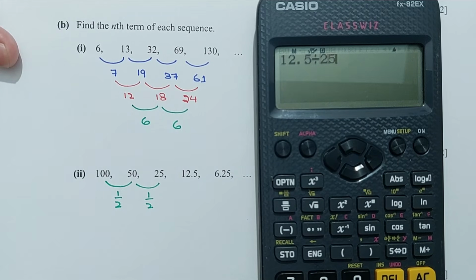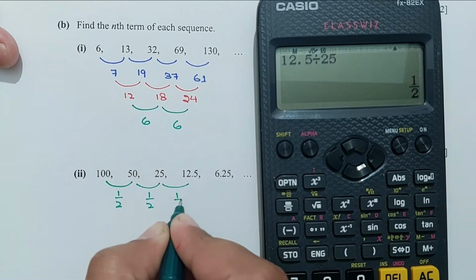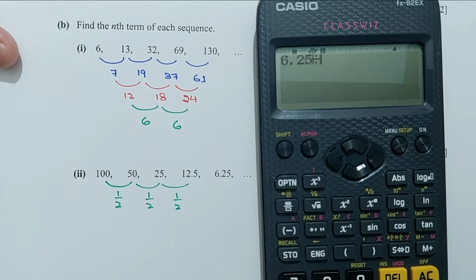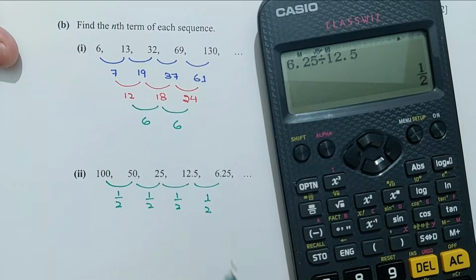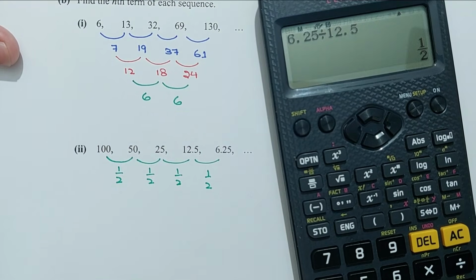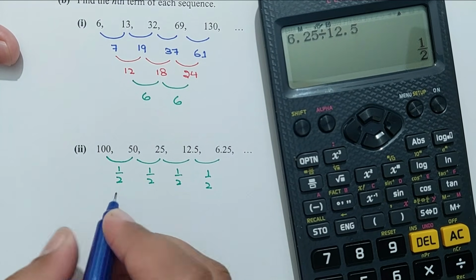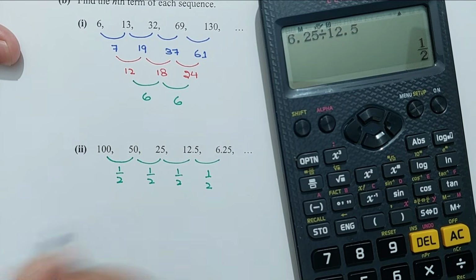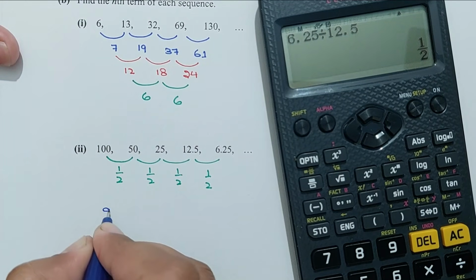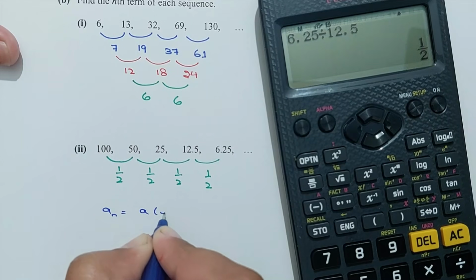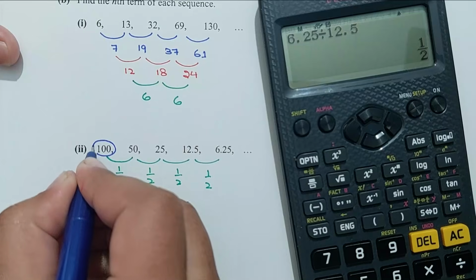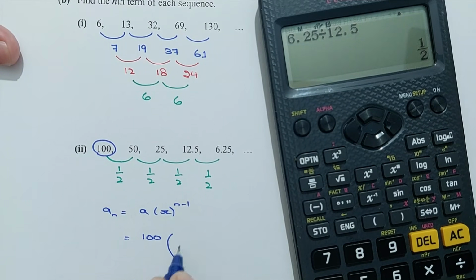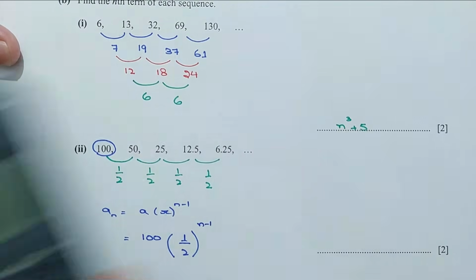12.5 over 25 is 1 by 2. 6.25 over 12.5 is 1 by 2. It has a common ratio, so it means it is a geometric sequence. So the nth term formula for a geometric sequence is a_n equals a times r to the power n minus 1. a is the first term of the sequence, in this case it is 100. r is the common ratio, which is 1 by 2, and its exponent is n minus 1, right?